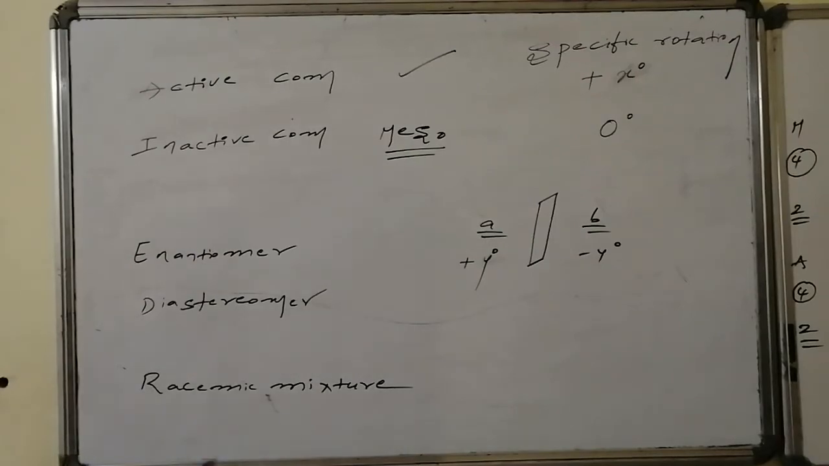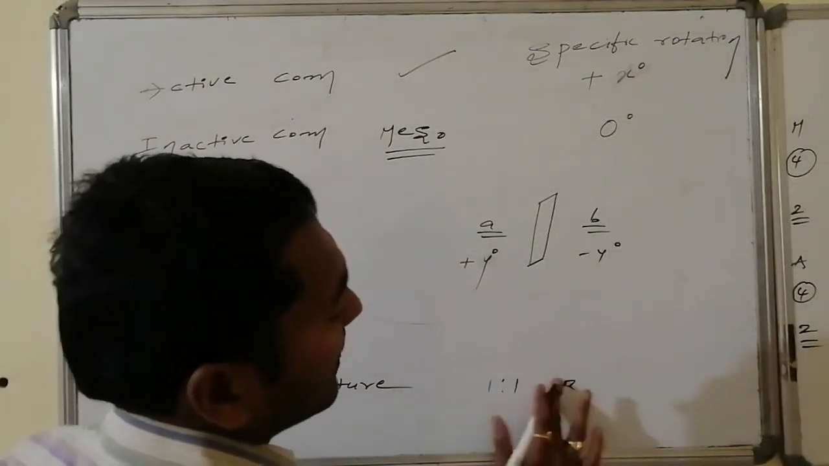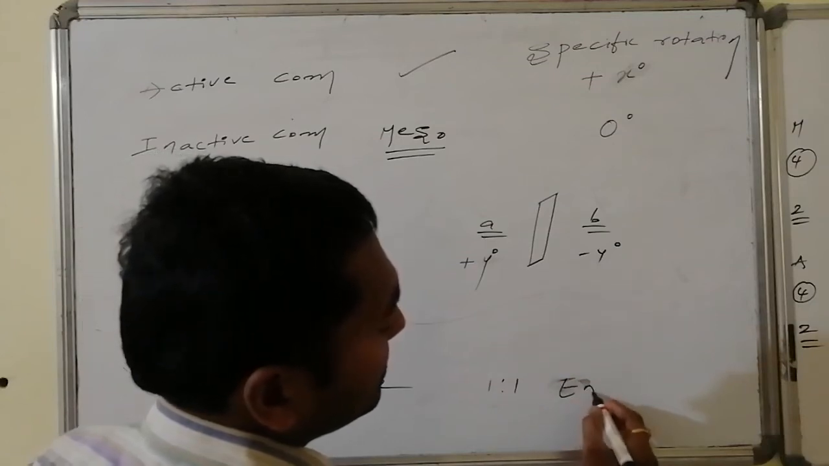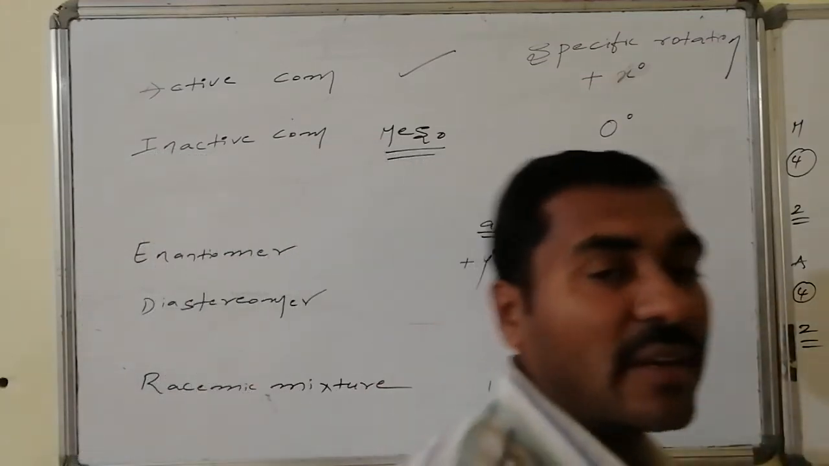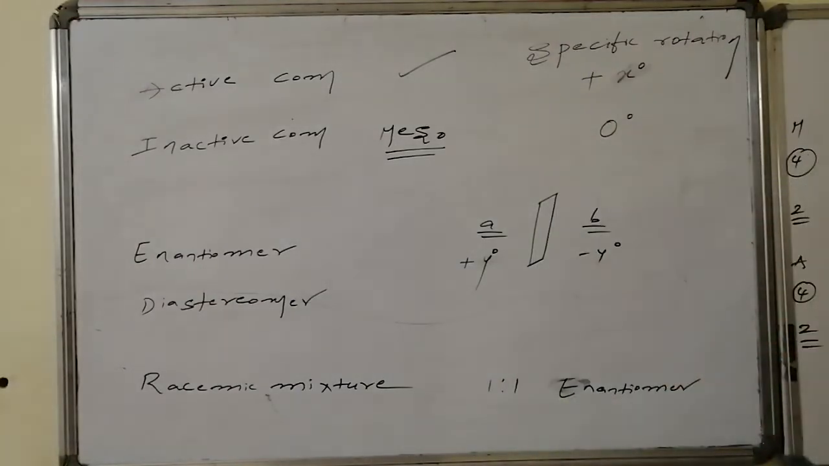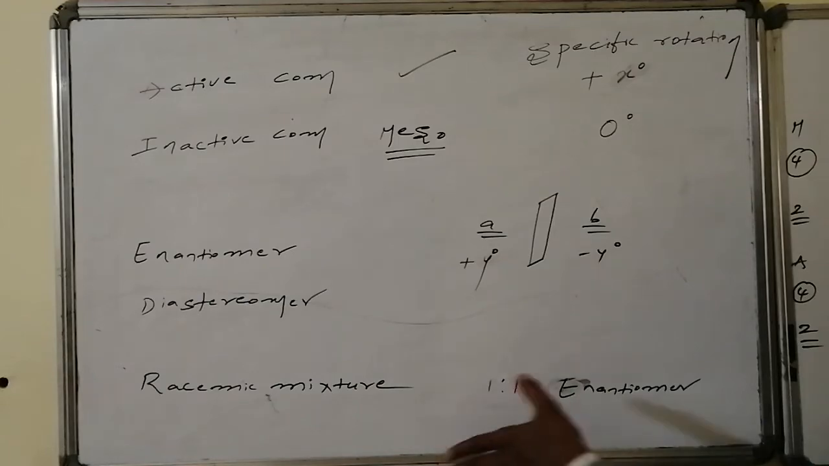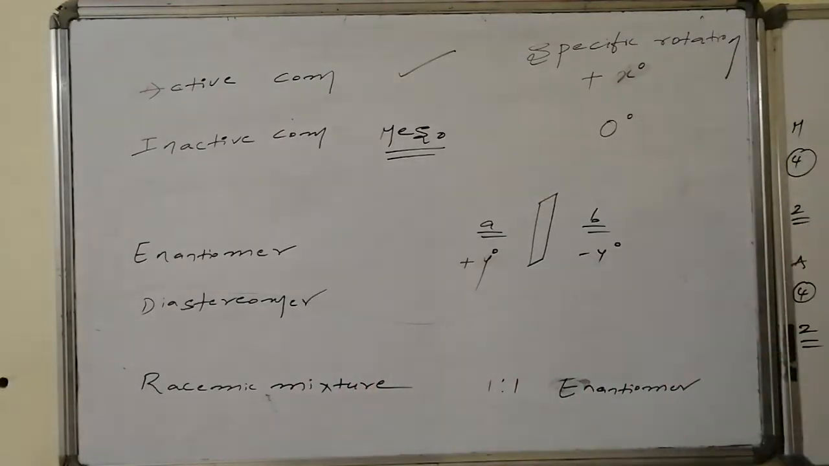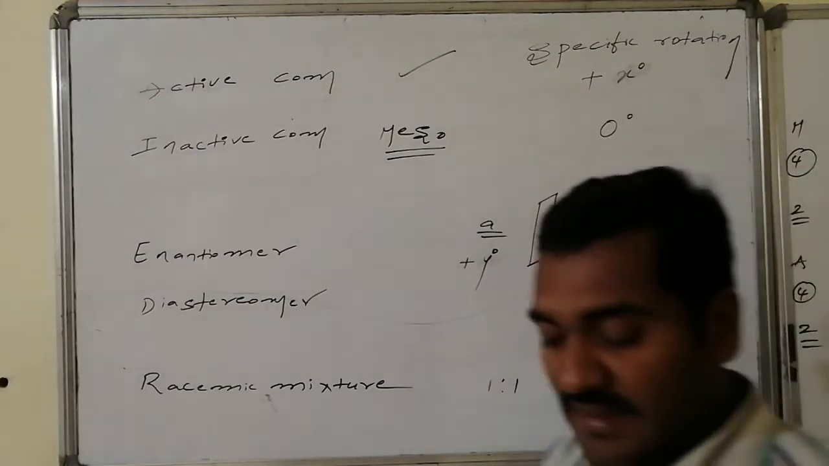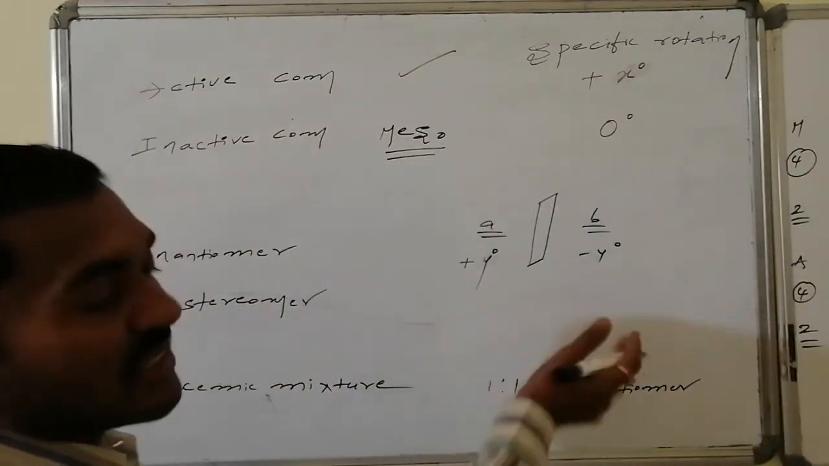Yes. If I take a 50-50, 1:1 ratio of enantiomers, then that will become optically inactive due to external compensation. One cancels the other. Such a 1:1, 50-50 ratio of enantiomeric mixture is said to be the racemic mixture. Yes, there is a special word, that is diastereomer. Then what is meant by diastereomeric relation?